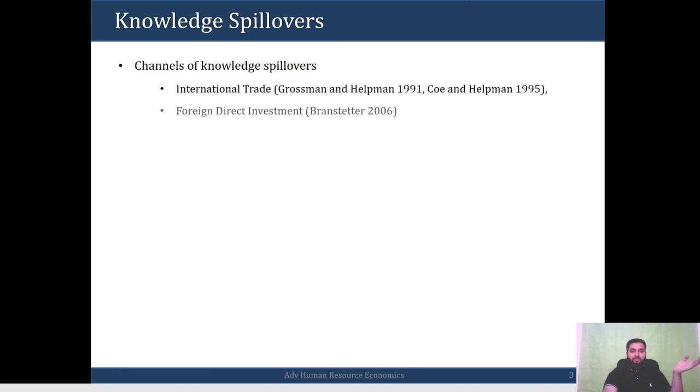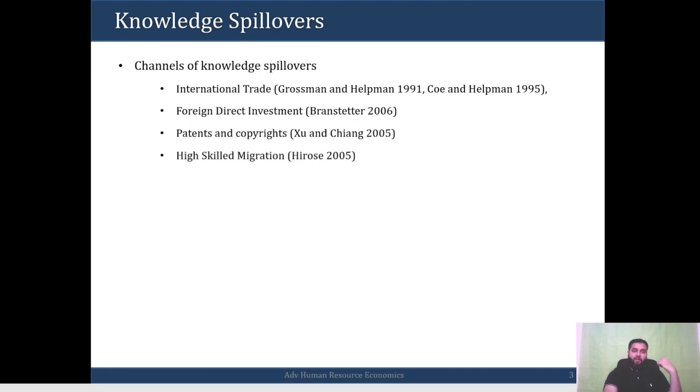Channels, some of them I've already mentioned. International trade could be one of the channels where imports have embodied knowledge in them. So if you have enough knowledge, if you are educated enough, in innovation literature it is called absorptive capacity. If you have the capacity to absorb this knowledge, then the knowledge embodied in imports can also be accounted for in the domestic production. Then foreign direct investment, I already gave 2 examples of that.